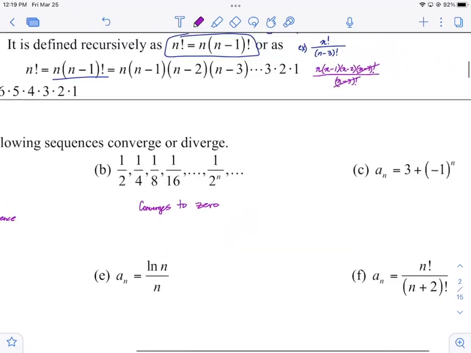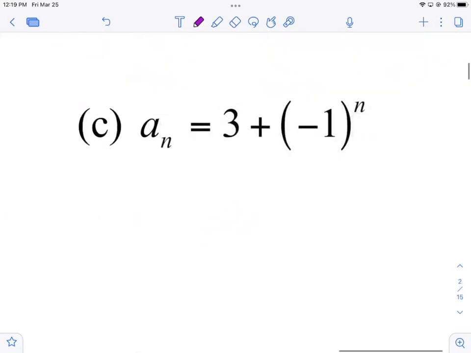Okay. Oh, look at this fella. This is 3 plus -1 to the n. We saw this guy yesterday, right? This guy is called an alternator because based upon which n, if it's n or n plus 1 or n minus 1 in the exponent, it's either going to be a -1 or a +1. So if you take the limit as n goes to infinity, what do you think? Very good.